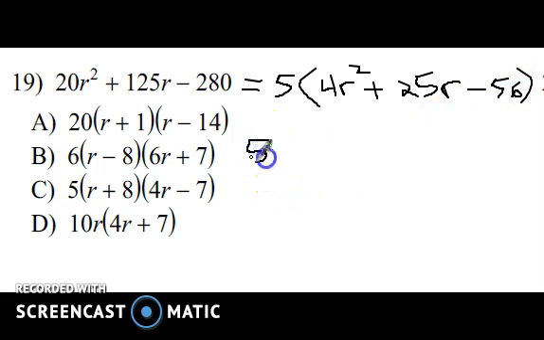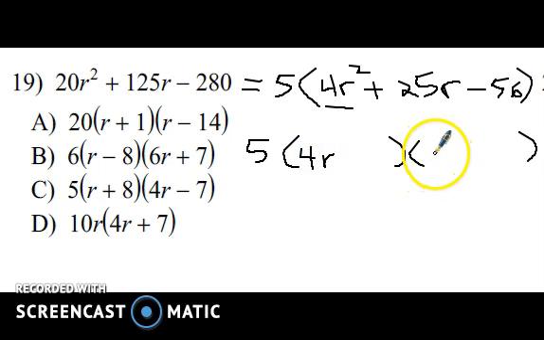So from here, I have a trinomial. I've got factors. And the first term here is made up of two terms multiplied up front in the parentheses. And I'm going to try a 4r and an r, simply based off of the choices that I have in my answers. So 4r times r is 4r squared. Now what two numbers multiply to give 56?